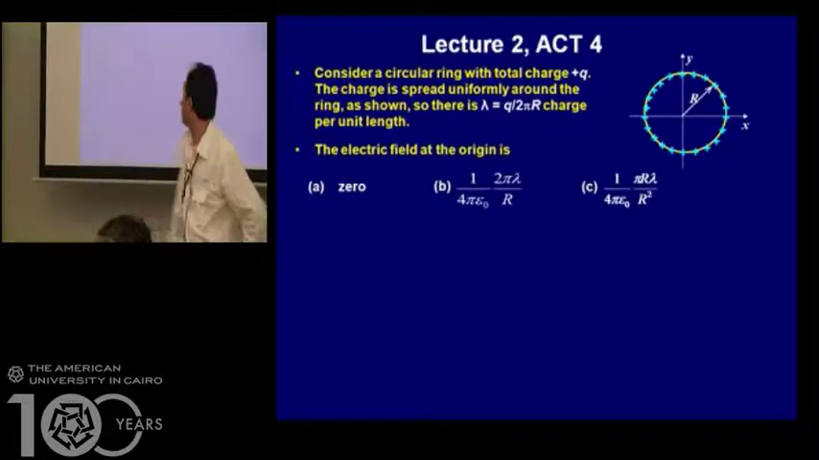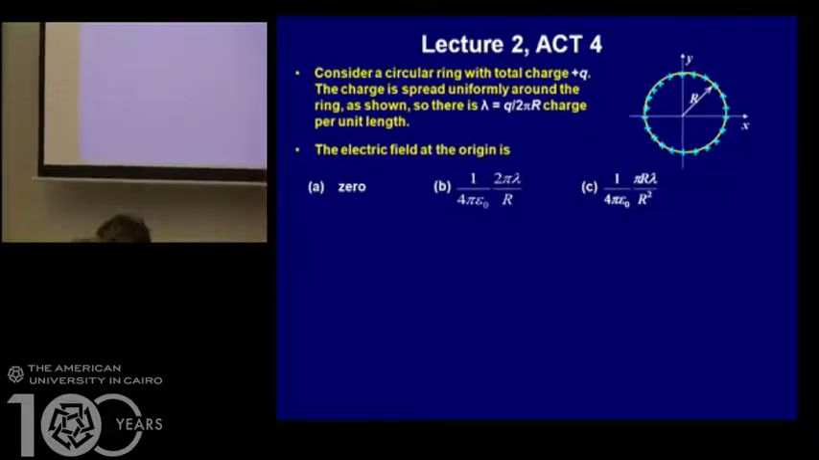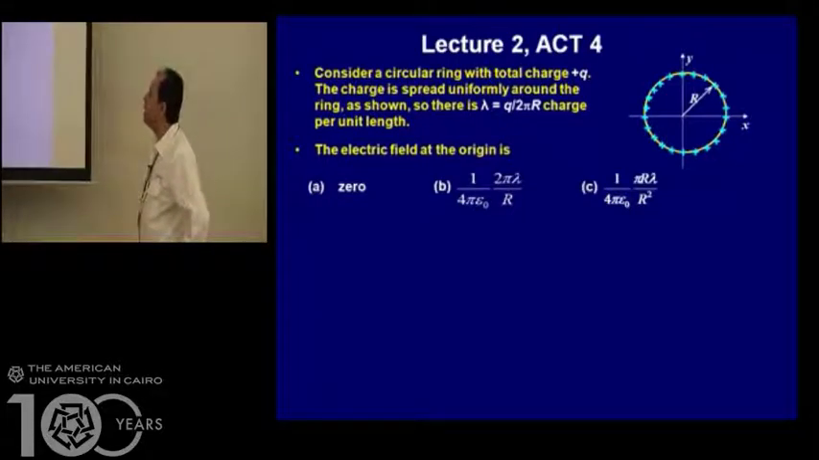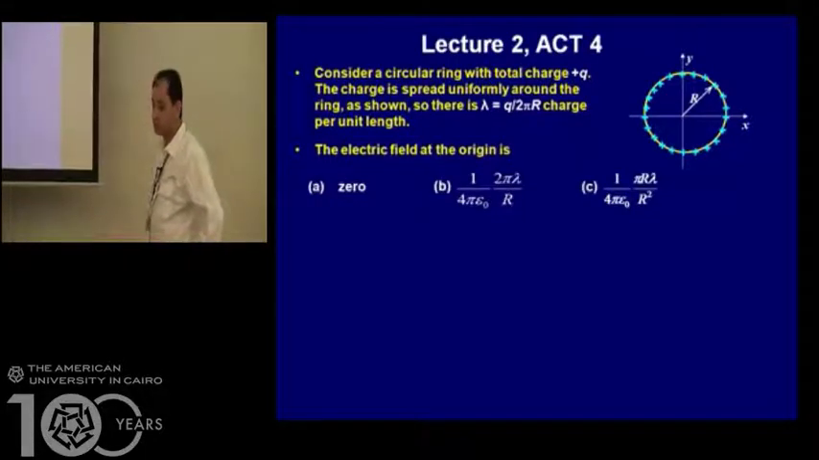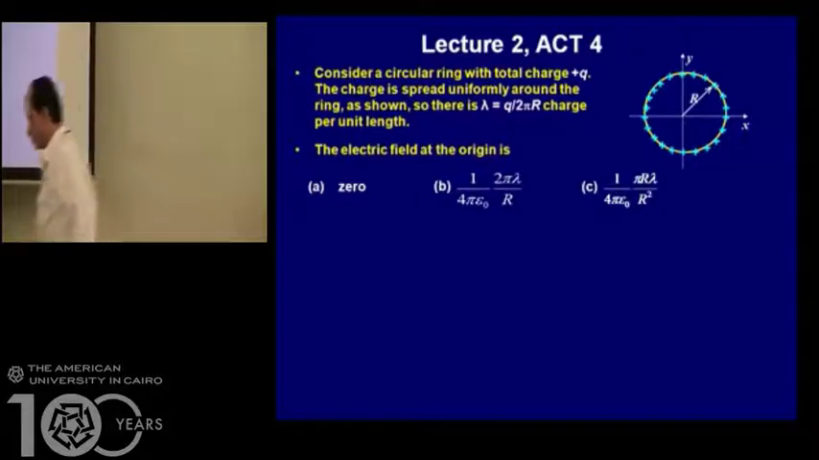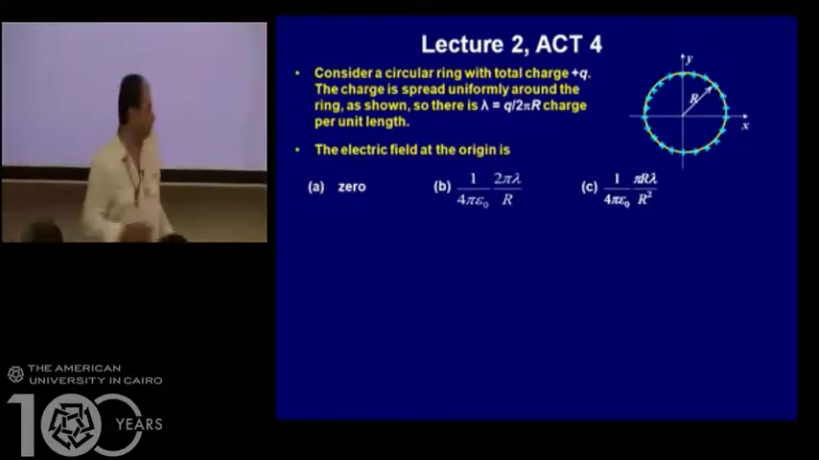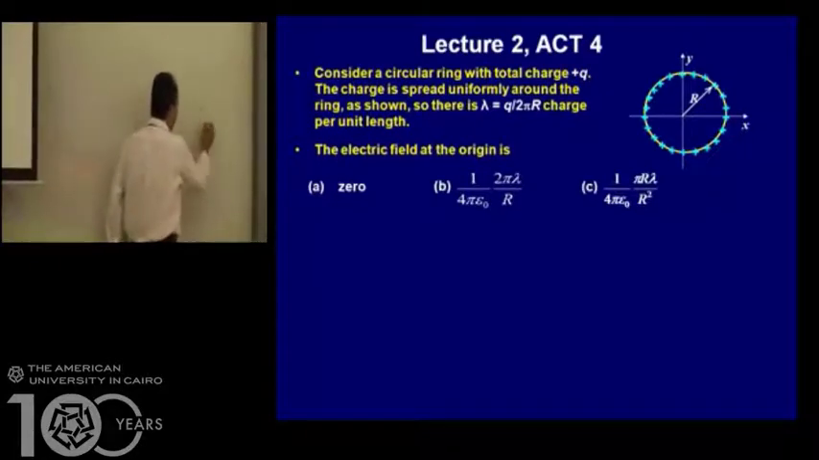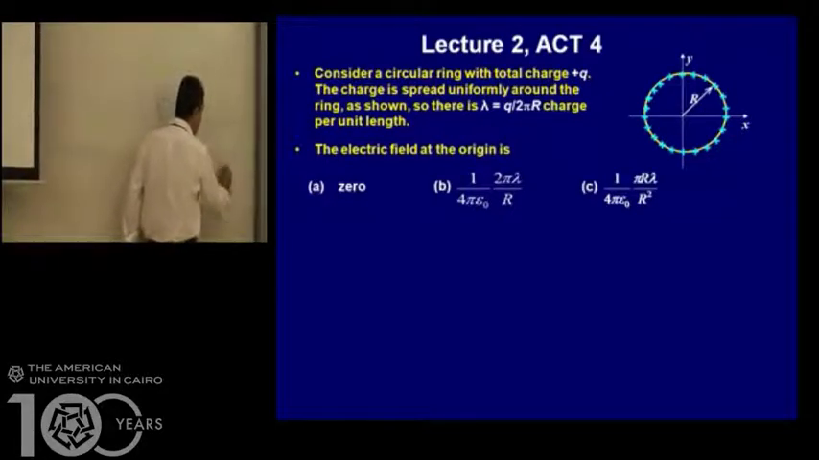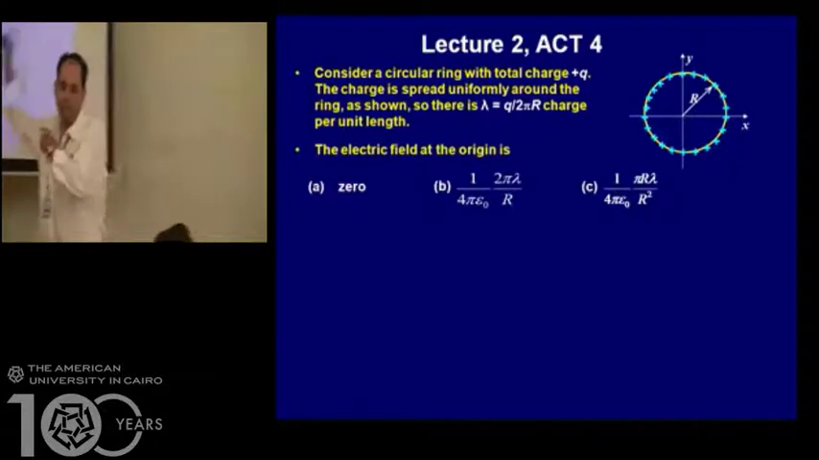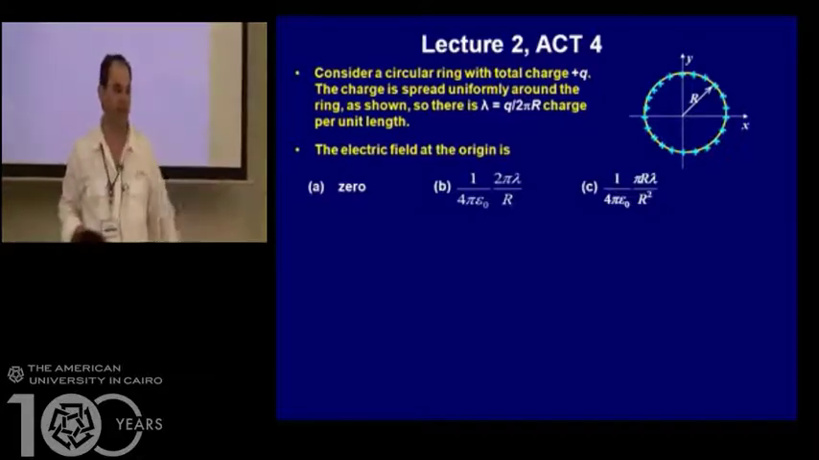Sharif, why do you think the answer is B? Q will be equal to 2 pi r lambda. The electric field equals kQ over r squared. Sharif is saying the electric field will equal kQ over r squared, and this is valid for anything. Since he applied it to that case, that means this is valid for anything.